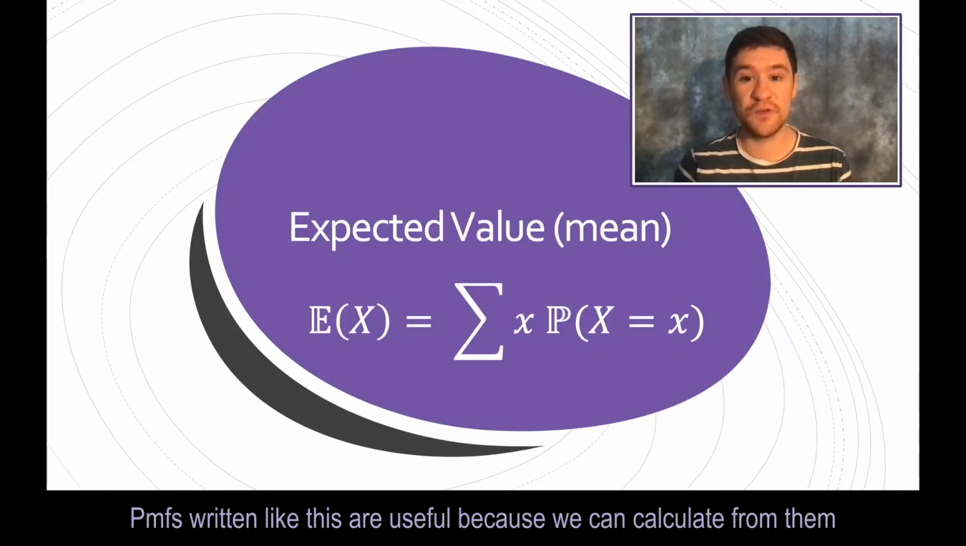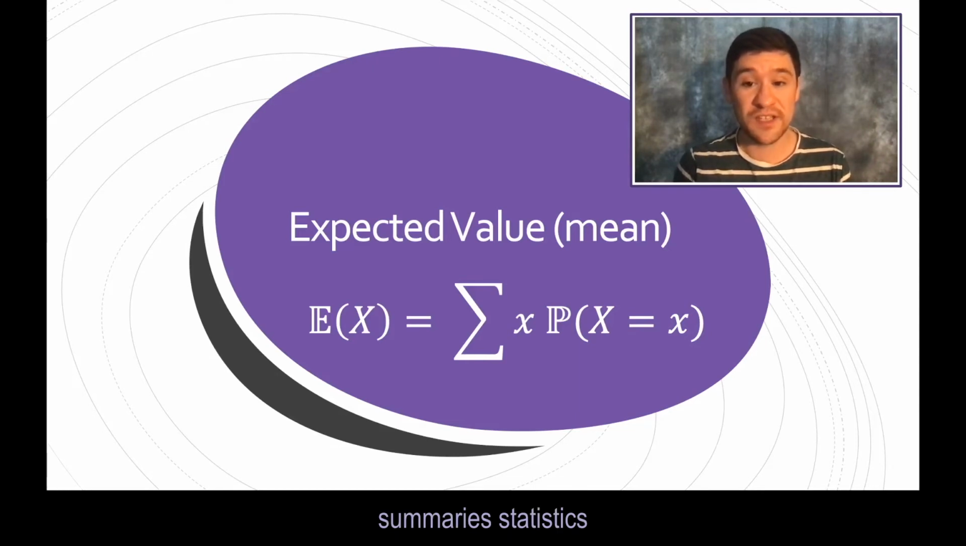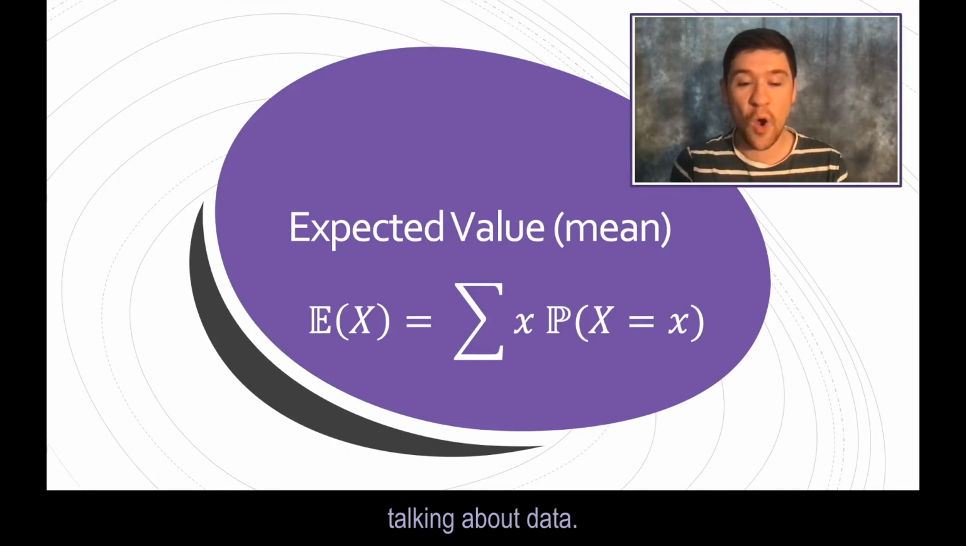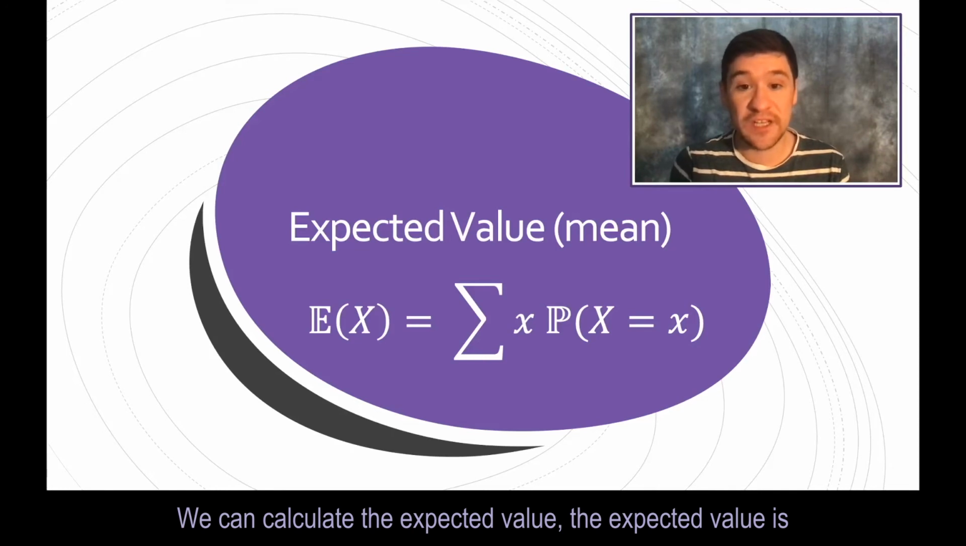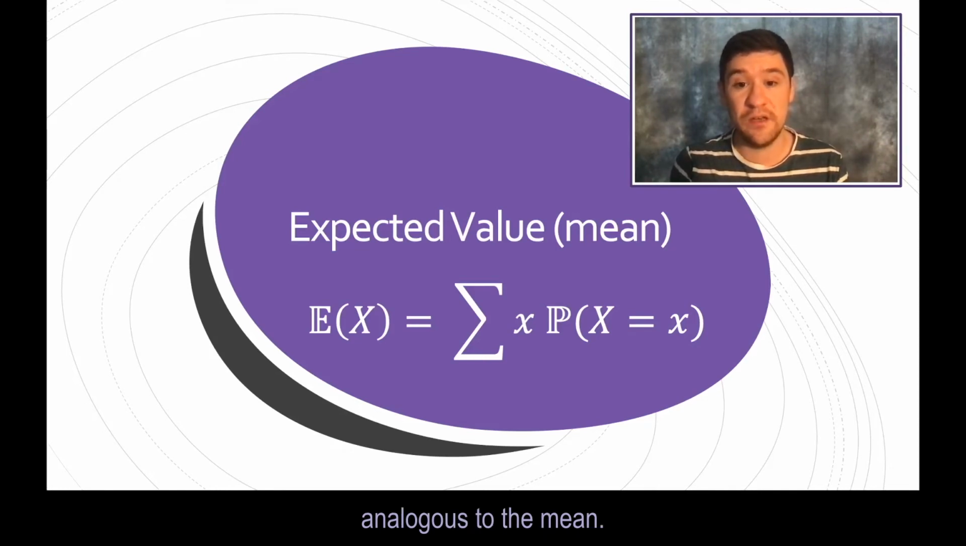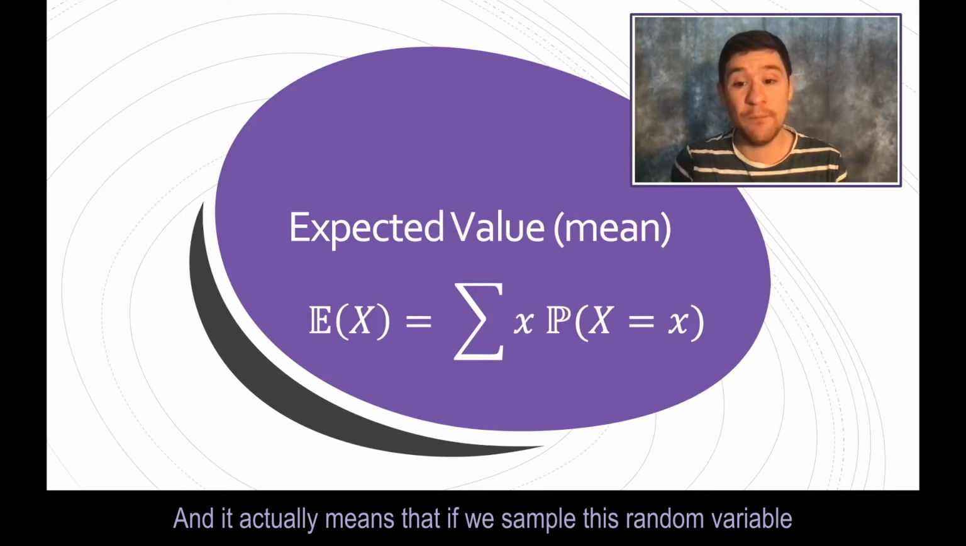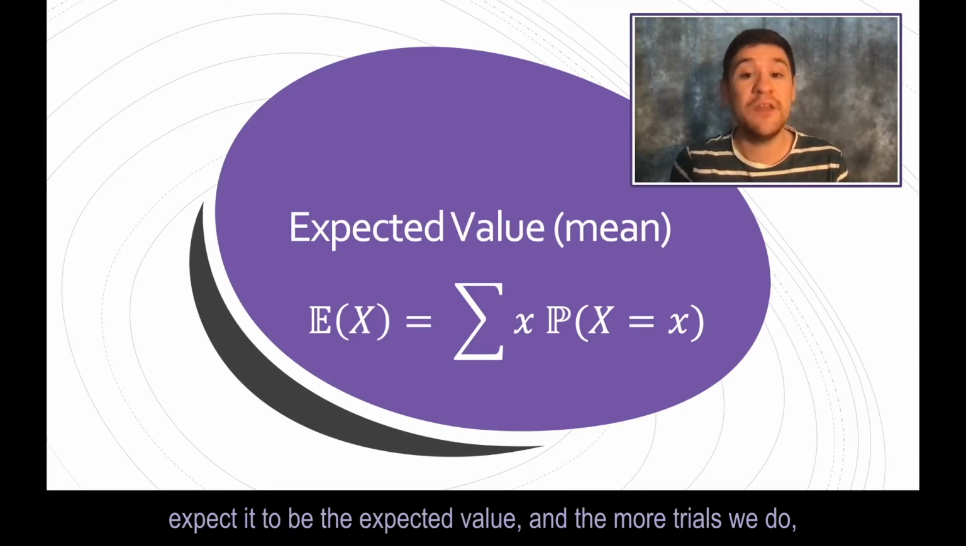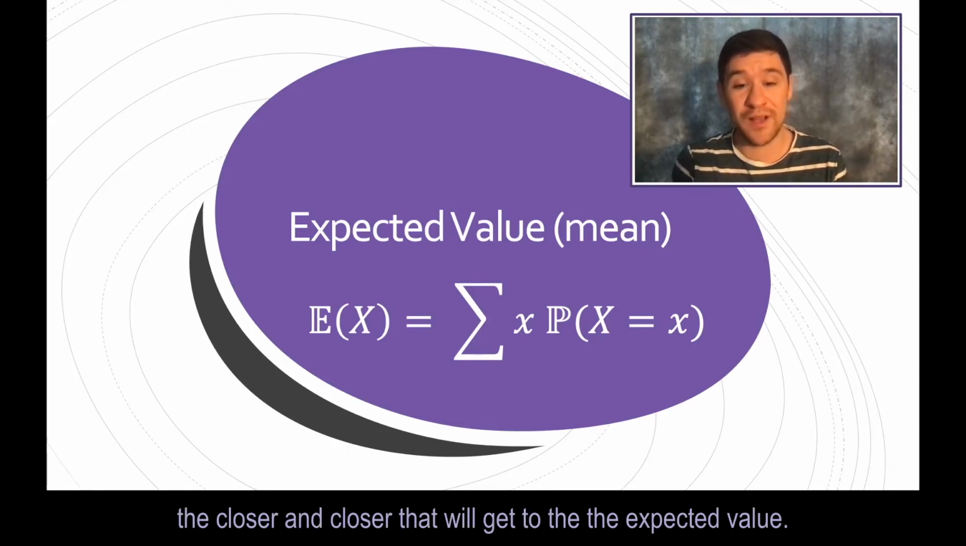PMFs written like this are useful because we can calculate summary statistics from them. That is, we can start describing these probability distributions in the same language as we were talking about data. We can calculate the expected value. The expected value is analogous to the mean. And it actually means that if we sample this random variable lots of times and take a mean of all those outcomes, we would expect it to be the expected value. And the more trials we do, the closer and closer that will get to the expected value.